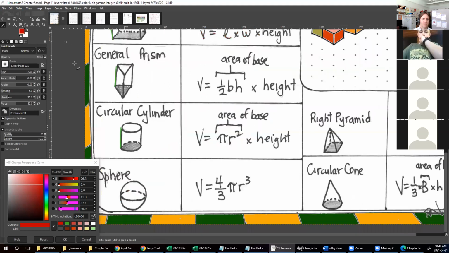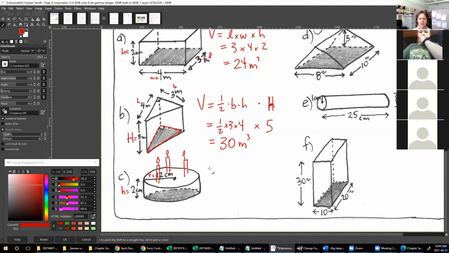Let's go back and see what the formula is. Oh, right. The area of the base is pi r squared times the height. So let's do that. Volume is equal to area of the base, which is pi r squared, times the height. Height is 2, radius is 12. Cool, so we can do this. Pi times 12 squared times 2.